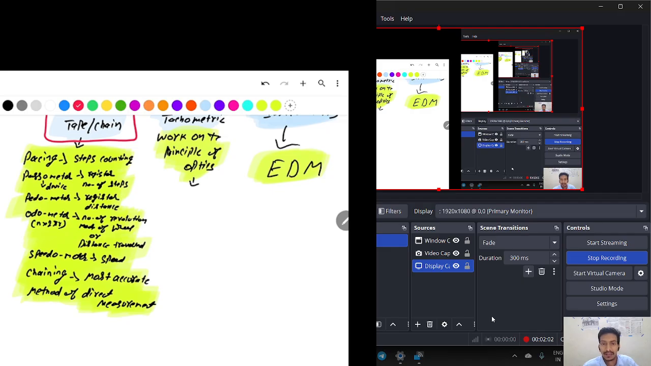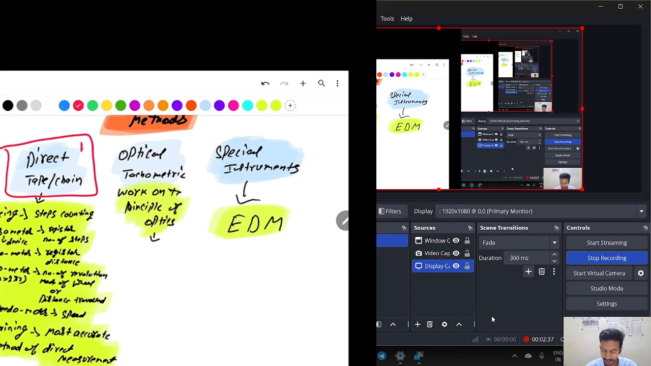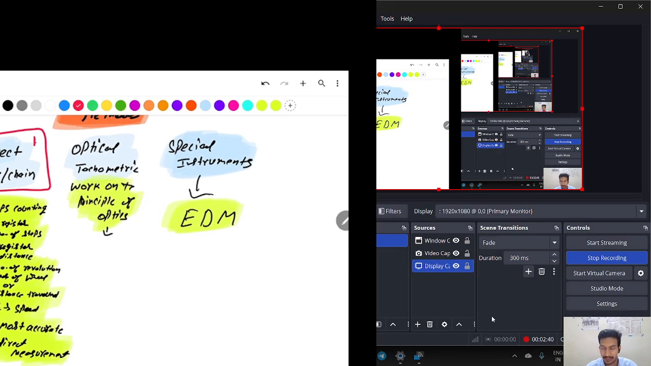Odometer also measures the distance, the number of revolutions made by a wheel or distance traveled. It is measured with the odometer and speedometer. We usually know that the speedometer measures speed. And chaining is the most accurate method of direct measurement. In chain survey, the chaining method is the most accurate method in direct survey only.